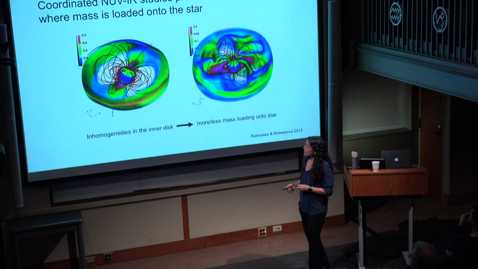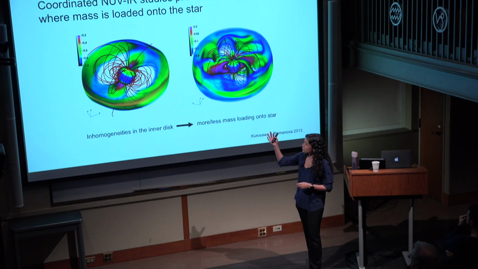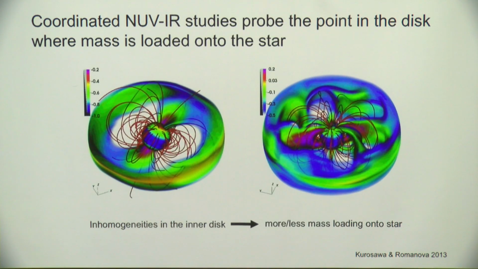Okay. And just to emphasize the point that what we are seeing from these coordinated NUV and infrared studies is that we're probing the point in the disk where mass is being accreted onto the star. So of course, this is much more complicated, and we're not going to get to the point where we can understand exactly how things are being lifted off the disk and onto the star, but we're making some steps in the right direction. And the idea could be that we have some inhomogeneities in the inner disk.